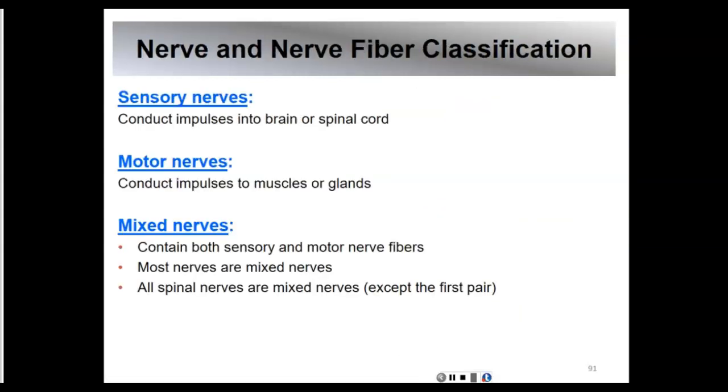Sensory nerves will conduct impulses to the brain, motor away from the brain to muscles and glands. Mixed nerves are usually your spinal nerves, and that means it has sensory and motor with it. All of them except for the first pair are a mixed nerve.